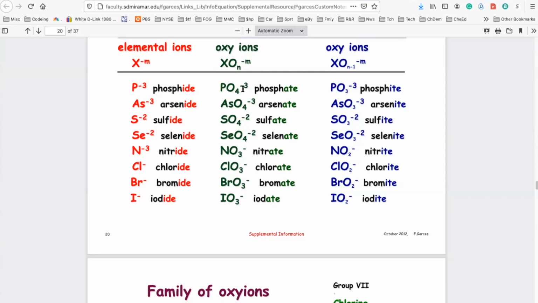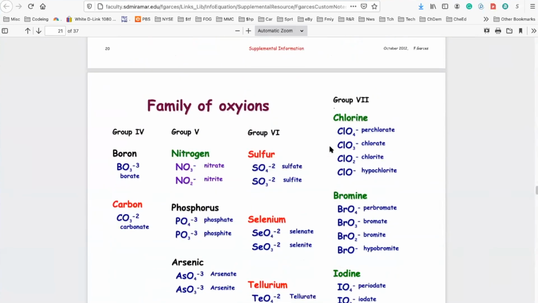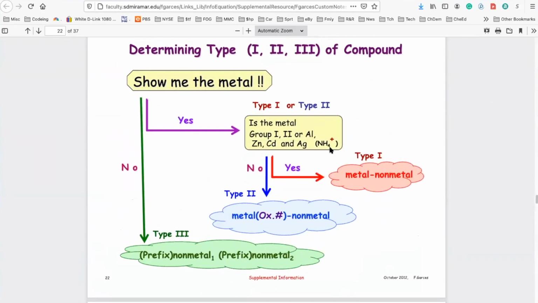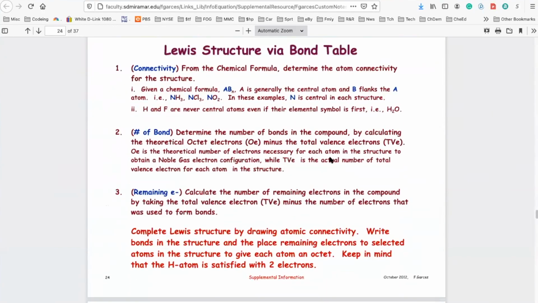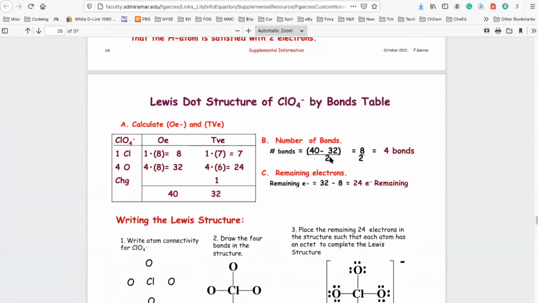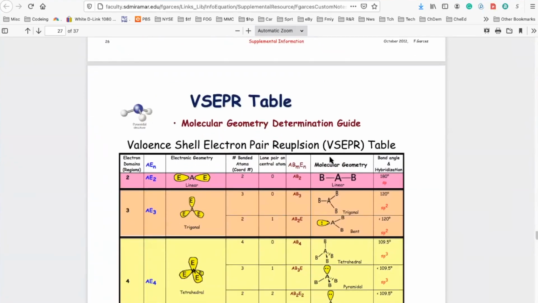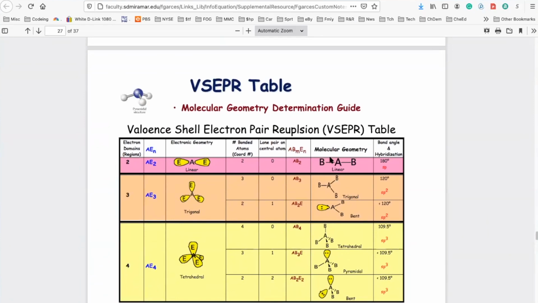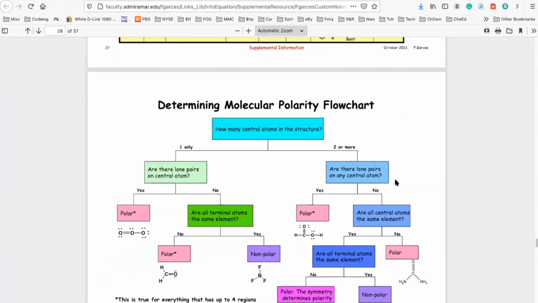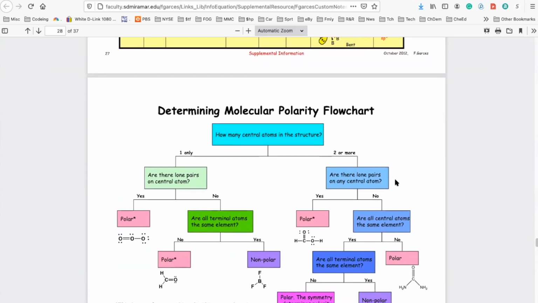Phosphate is PO4 minus 3, phosphite is PO3 minus 3. So there is a list there. And then these are the rules for naming. And this right here shows you how to create a bond table to do the Lewis structure. Once you have the Lewis structure, this shows you how to get the electronic geometry, the molecular geometry, and the bond angles. And this tells you whether the chemical is polar or non-polar.